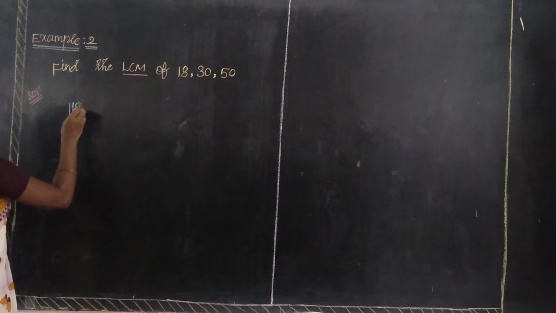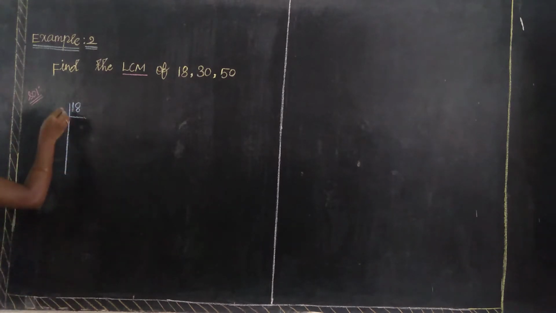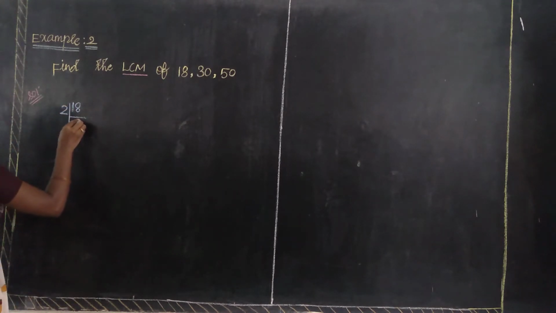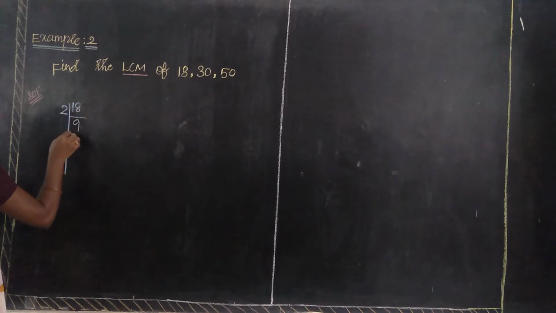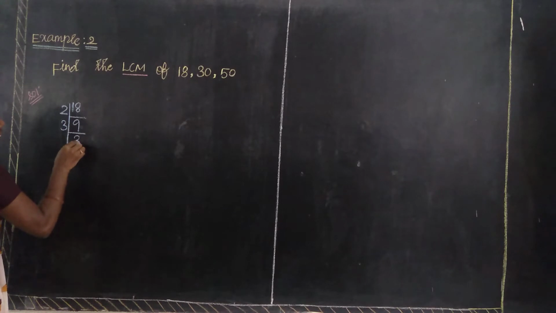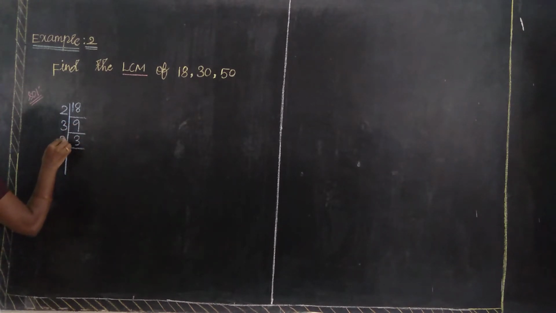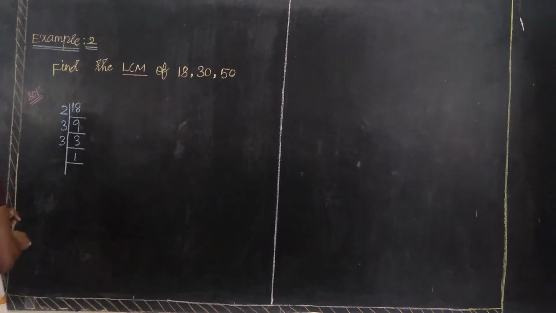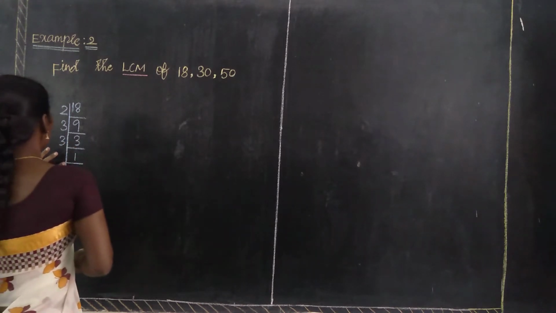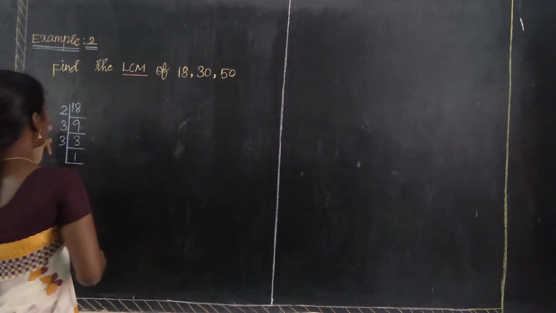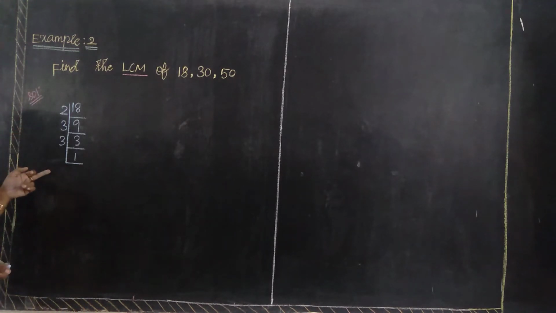The last digit is 8, so it is divisible by 2. Then how many times? 9 twos are 18. This is the 9. It's divisible by 3. That is, 3 threes are 9. 3 is a prime number, so itself only. So 1 three is 3. So 18 has the factor 2 one time and 3 two times.